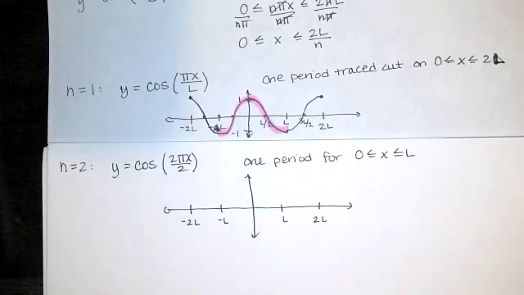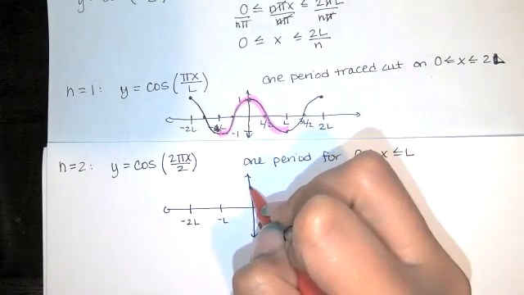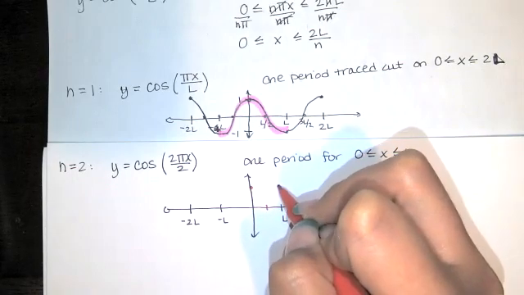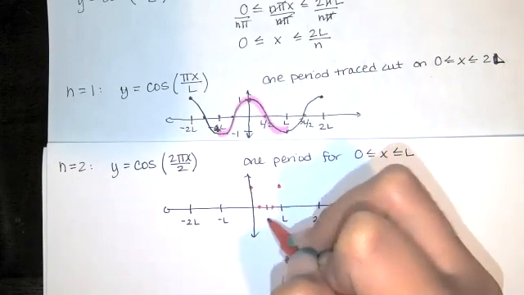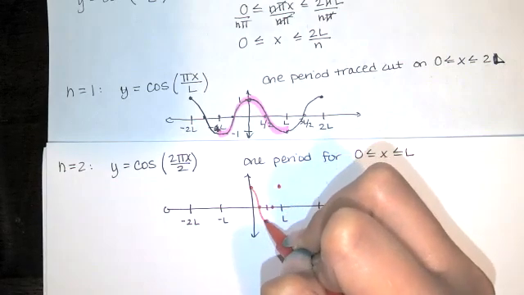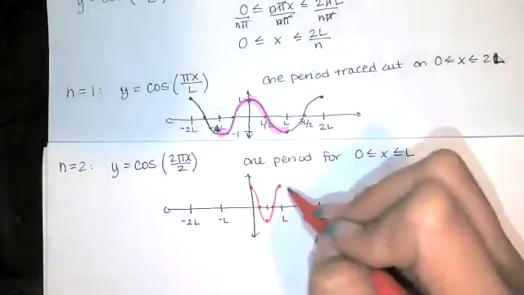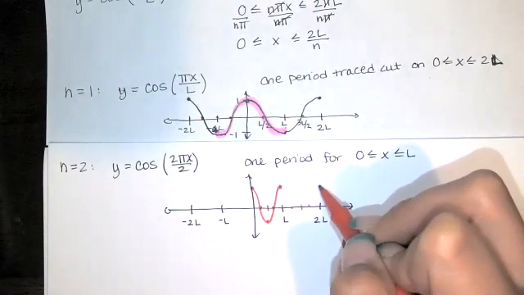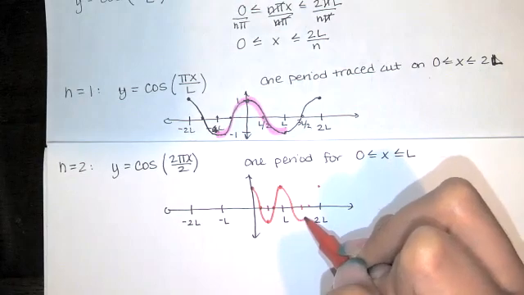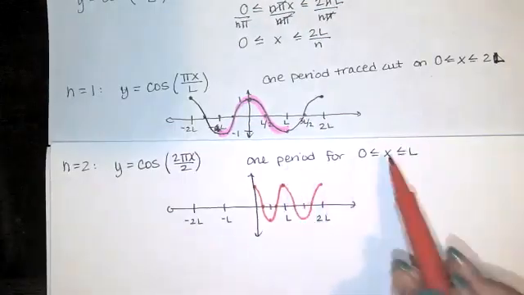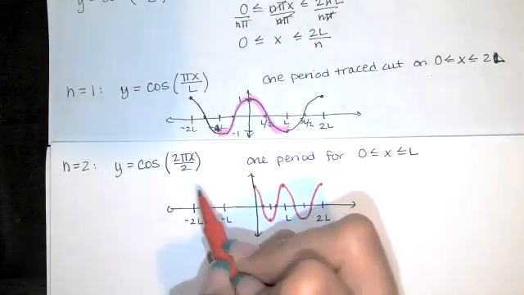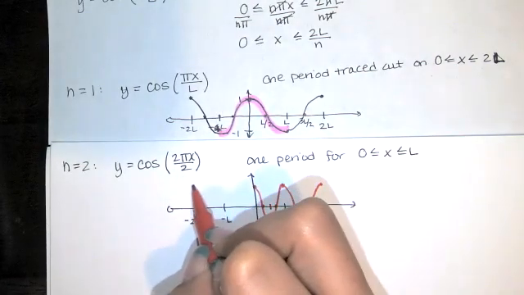So let's see. I want to draw two cosine functions from here. So I'd start there, and we'd split that in half. So we've got that. That's my first period, and then my second one would look like that. So I have one period on 0 to L, and that means two periods on this interval. And then we could go backwards as well.